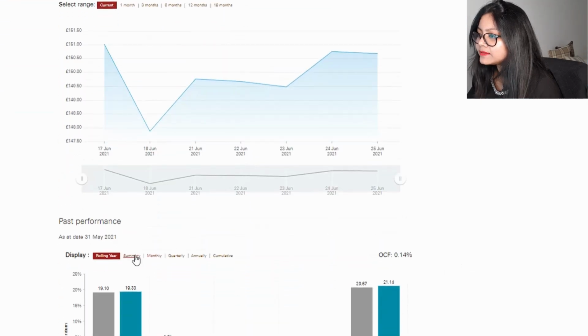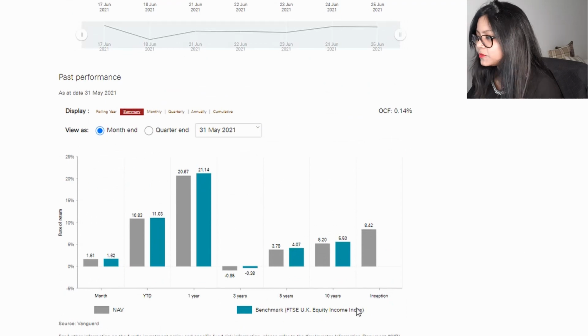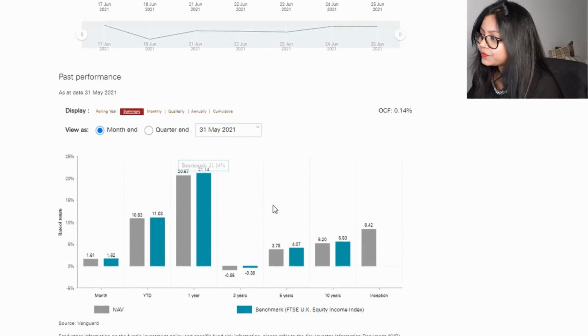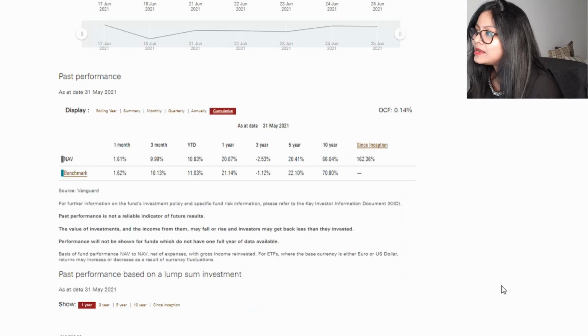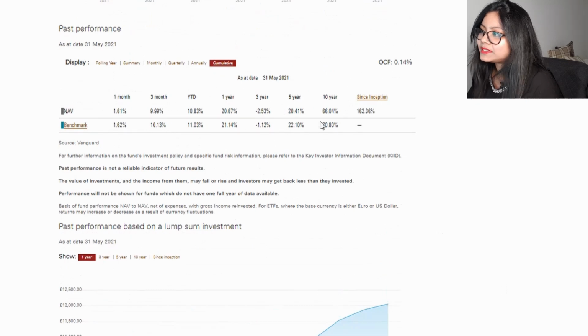So if we do a summary, because it's an index fund, it's supposed to be similar to the benchmark, and it has been. If you look at the gray bar and the teal bar as well, over 5 years, the return was about 3.8%. So it is not one of the highest returning markets, because the UK equity market has not been great for a long time. But if you look at their cumulative return, over 10 years it is about 66.4%, and over 5 years it is about 20.4%. So you are getting a positive return on your overall investment over the long term. When we talk about long term, it is pretty much 5 years or more. That's the framework that we tend to use.